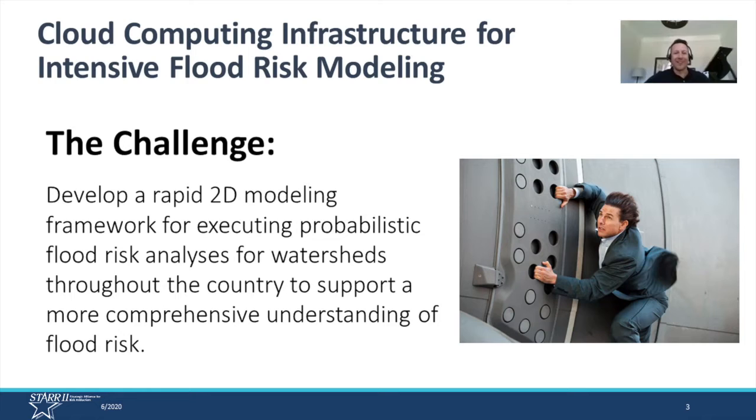The challenge. Our challenge was to develop a rapid 2D modeling framework for executing probabilistic flood risk analysis for watersheds. And it is a challenge in that traditional flood analyses have largely been produced using deterministic methods, which don't really fully consider uncertainty. As a result, the flood hazard information has been open to criticism with respect to accuracy, as floods larger than those depicted on the FIRM maps sometimes do occur. The probabilistic method represents an exciting advance in the way we develop flood risk information, in that it works to address some of the traditional method criticism.